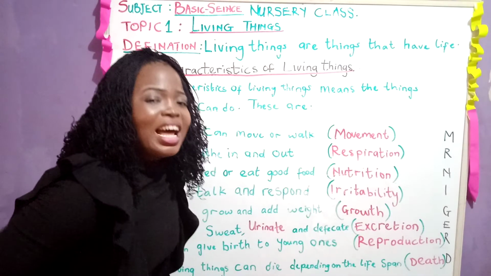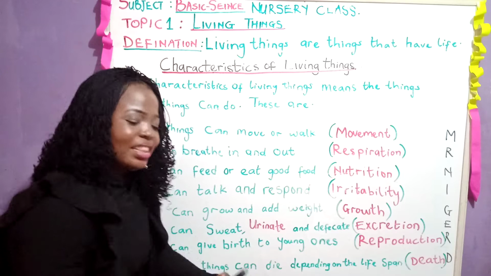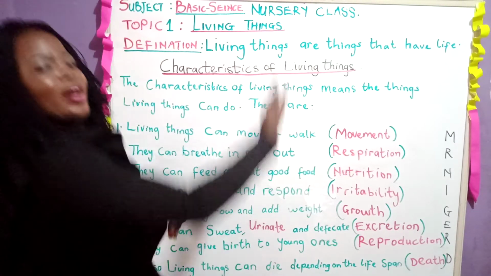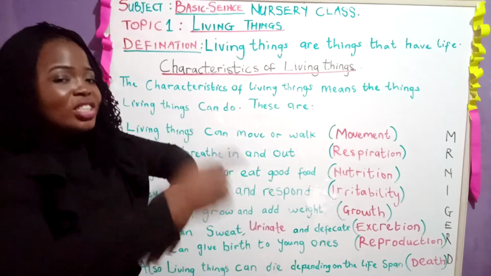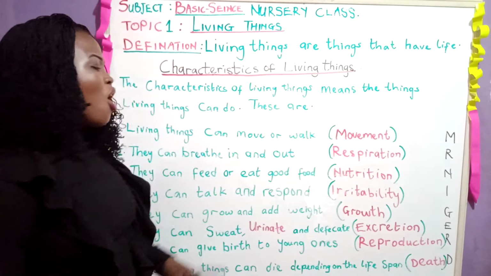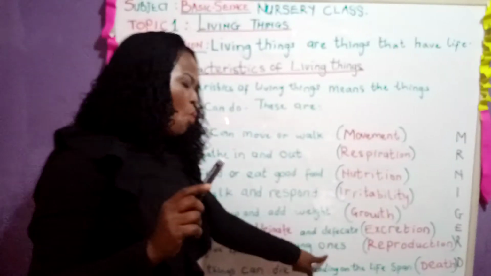You give birth to another offspring, which is another baby that you'll be carrying. By the time that baby grows again, that baby too will give birth to another baby. And as you are doing this, we are giving birth for continuity of life. So all living things must give birth to young ones.